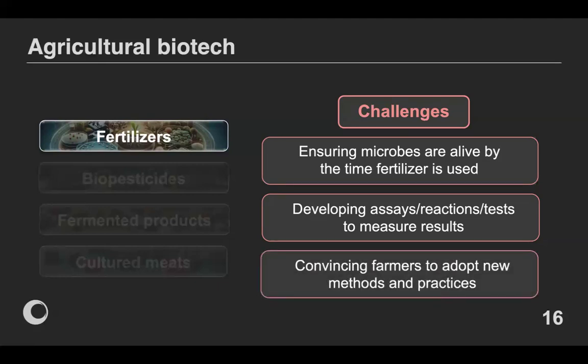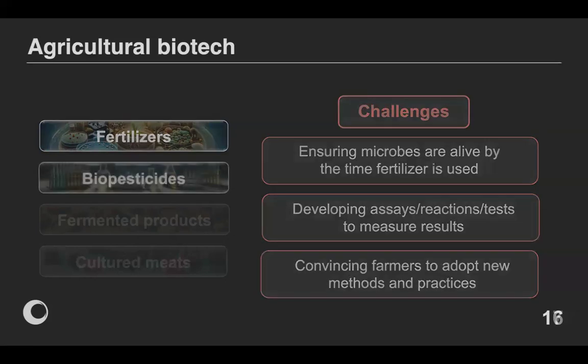And the third is actually trying to find ways to convince farmers to adopt new methods and practices. Because they're oftentimes very resistant to new technologies because it's such a huge risk if it ends up going wrong. And so you need to have very extensive data and have a lot of patience in convincing these farmers in order to adopt some of these newer practices.